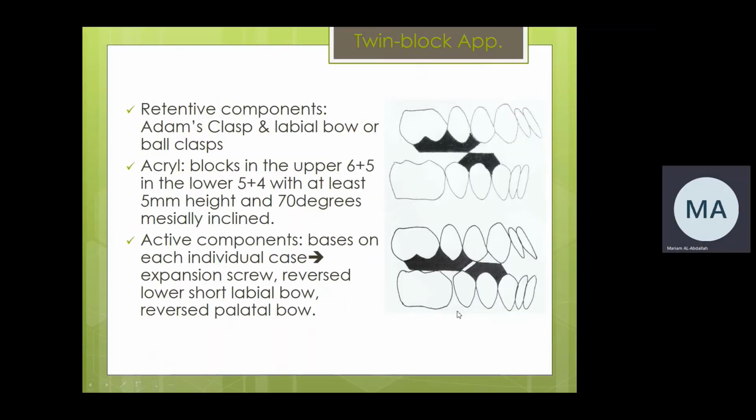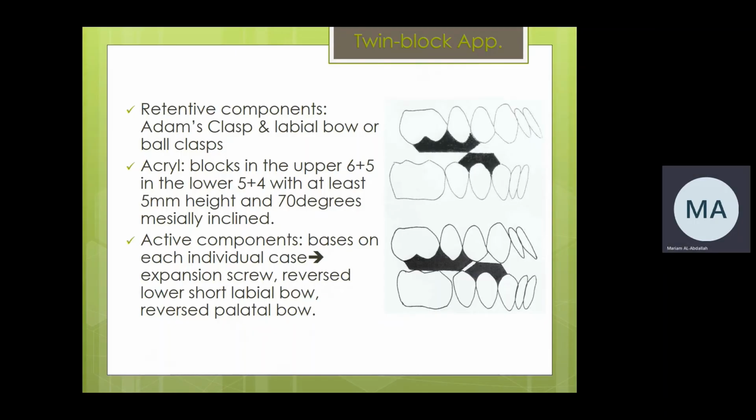It is made of retentive components in order to retain the appliance in place. This may include a labial bow and Adams clasps, and of course we have blocks in the upper. The blocks are against the 5 and the 6, and in the lower the blocks are against the 5 and the 4. As the patient is biting his teeth together, as you can see, the patient should force his mandible forward in order to have a more comfortable position. The blocks will meet at about 70 degrees of mesial inclination, and the separation should be about 5 millimeters of vertical separation.